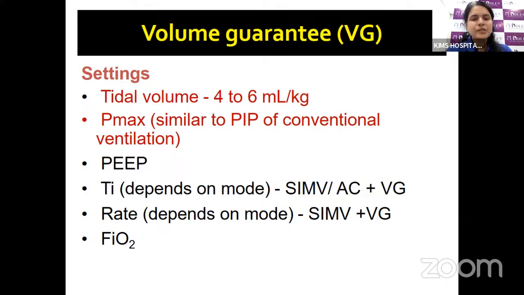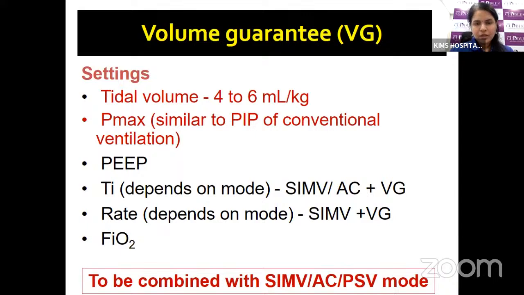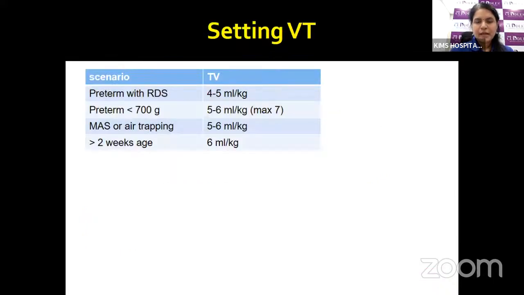Set a Pmax which is similar to the PIP of conventional ventilation or perhaps 2 to 3 centimeters greater than the working PIP. PEEP and I time as well as rate and FiO2 may have to be set in SIMV, whereas you may not need to set the rate in assist control. You only will have to set a backup rate. So we have to remember that VG is not a standalone mode and we'll have to set the other settings based on the primary parent mode that is being used.